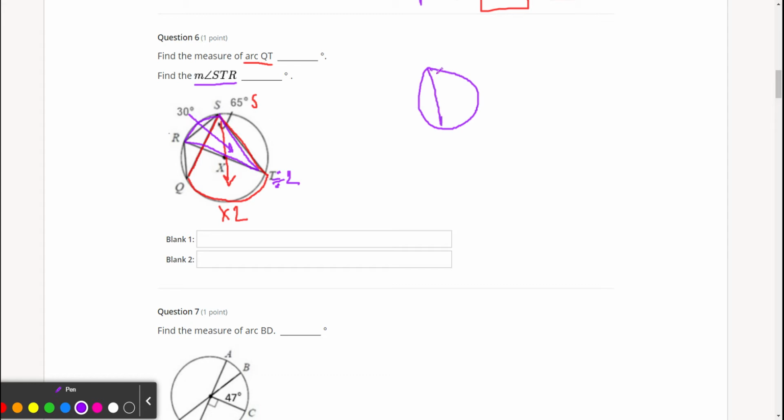So again, from the angle to the arc, you want to multiply by 2. And from the arc to the angle, you want to divide by 2. Small to big multiply, and then big to small divide. So S to the arc, I'm going to double. And 30 to the angle, I'm going to do half.